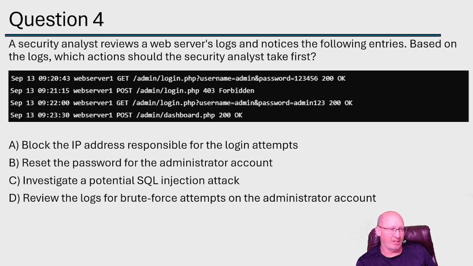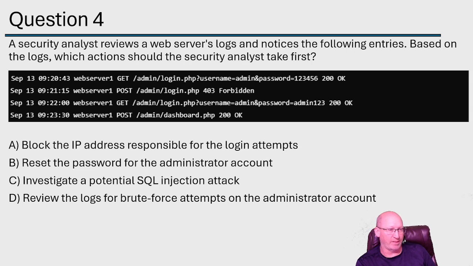Well, we see that it was done on September 13th at 09:20 in the morning. We see a web server GET command from admin login PHP. We see the username is admin and password equals 123456. And we see 200 OK. The output is forbidden. So somebody tried to log in with a username admin and probably one of the most popular passwords out there.